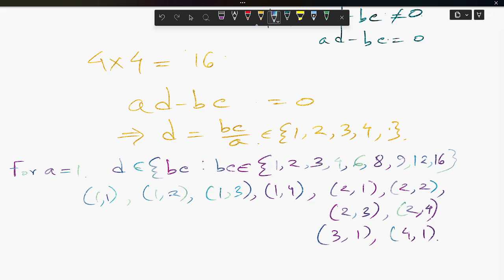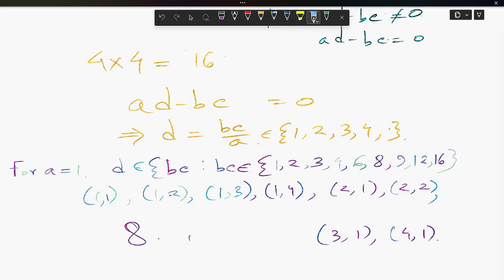So what is the number of choices here? I think I have made some mistake. So this thing will not happen here. So we will have only 8 choices here, 8 cases. Okay. So now we have to think for A equals 2.